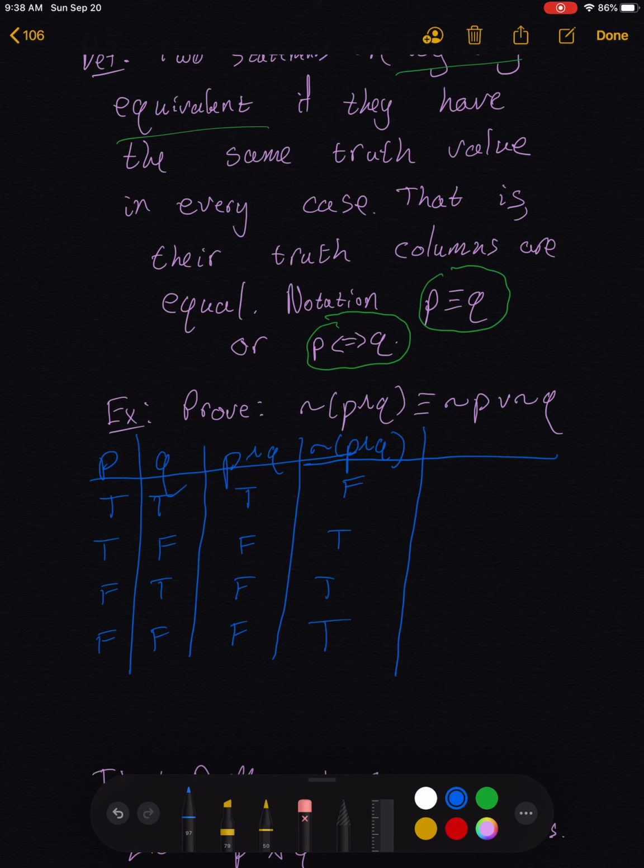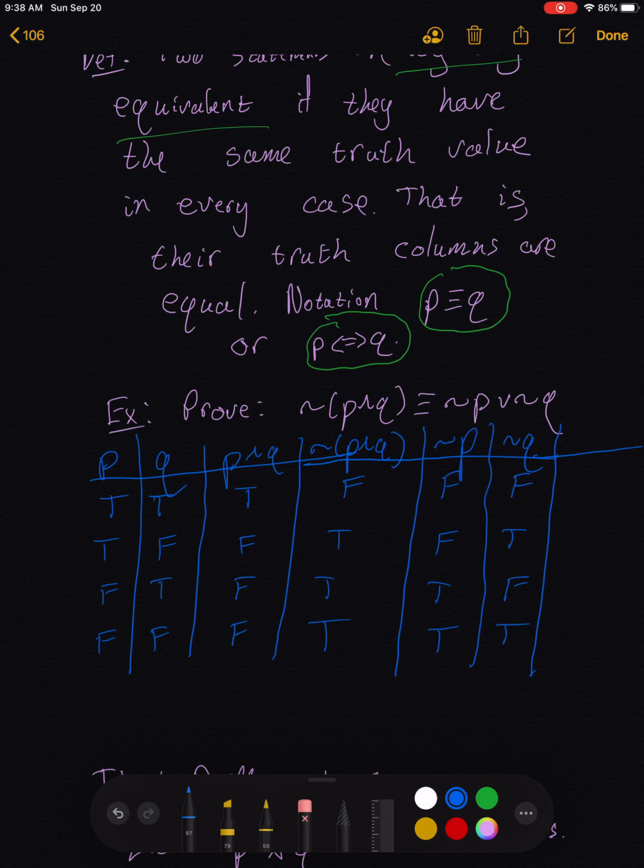Now, to build negation P or negation Q, we would need a negation P column and a negation Q column. And then from there we can compare them with the OR. So negation P just flips P. Instead of true, true, false, false, we'd have false, false, true, true. And instead of true, false, true, false, we'd have false, true, false, true.